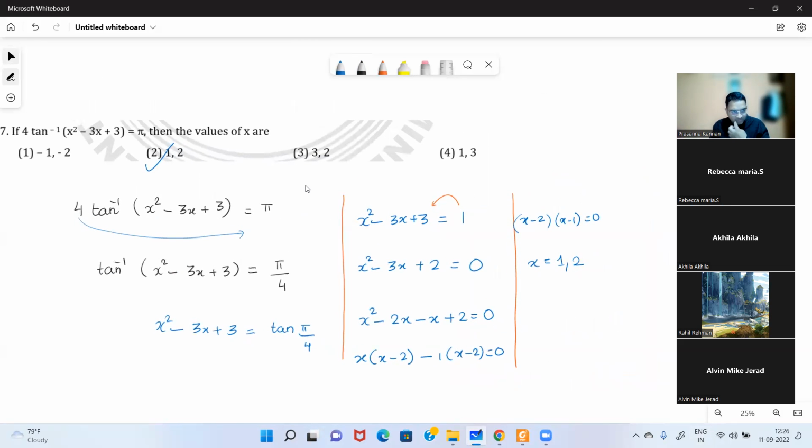So how do you do it? Very simple. Just take the question. 4, you shift it to the other side, becomes pi by 4. Tan inverse of x is pi by 4, then x is equal to tan pi by 4, like that. So tan inverse of this function is pi by 4. Therefore, this function has to be tan pi by 4. Tan pi by 4 value we know, it's nothing but tan 45, which is 1. So 1, when I bring it to the side, 3 minus 1, that is 2. So x square minus 3x plus 2 is 0. Then you factorize it, and you get x is equal to 1, 2. Clear?